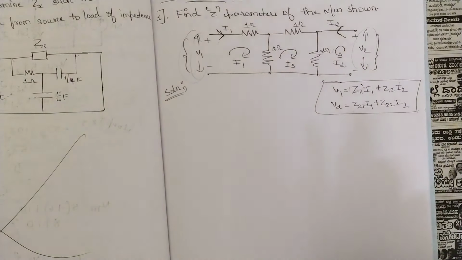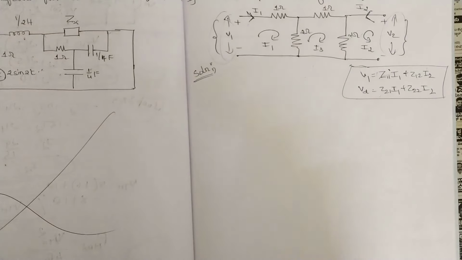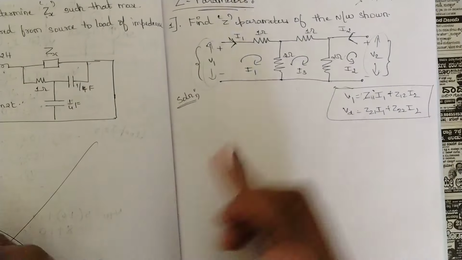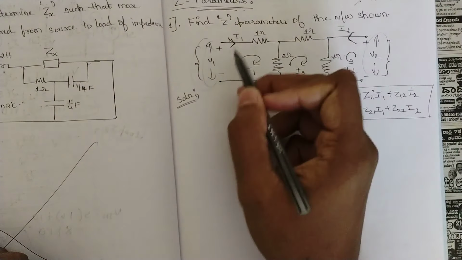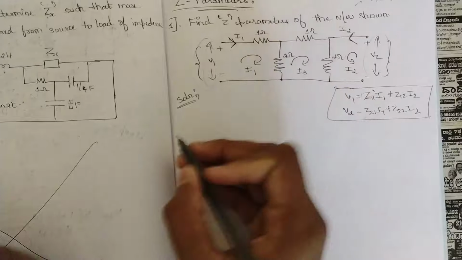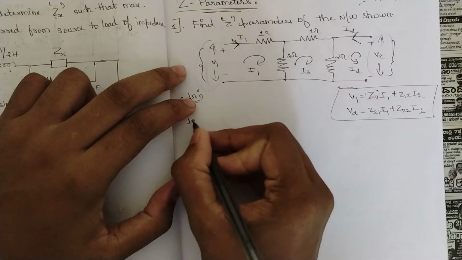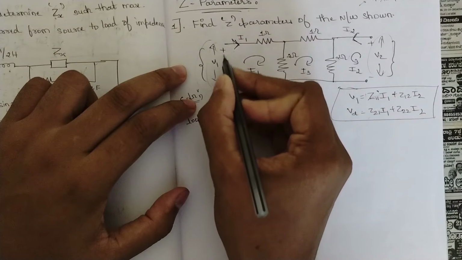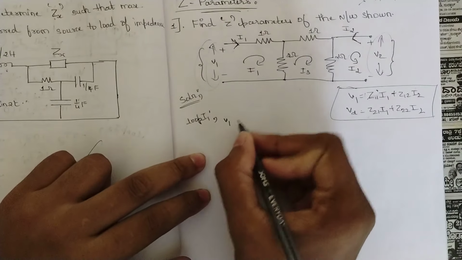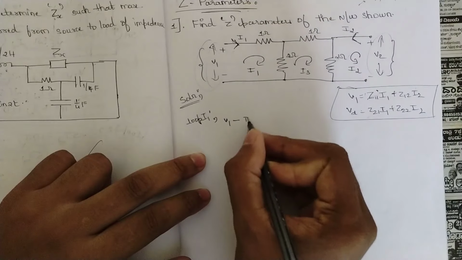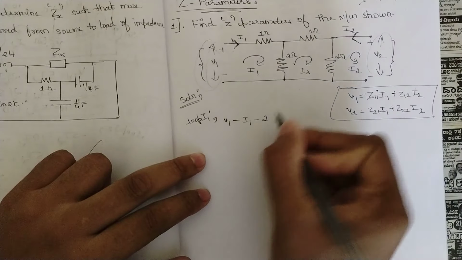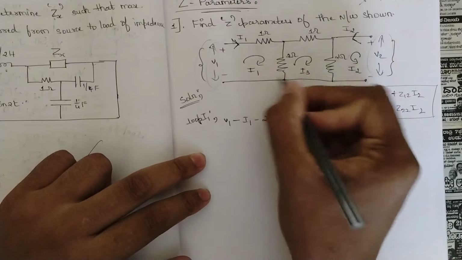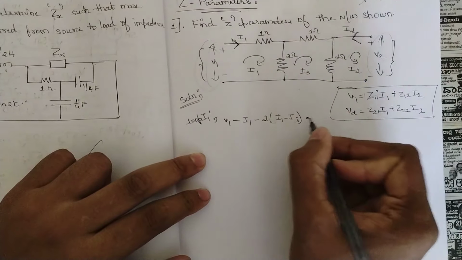Now let us try to solve this problem. The first step is nothing much to do: you can start with loop analysis. This is the first loop. Apply KVL at loop 1, loop I1. Start from here. The outward sign is plus V1, then minus 1 into I1, then minus 2 into I1 minus I3, because this 2 ohm is between these two loops. So that is equal to 0.